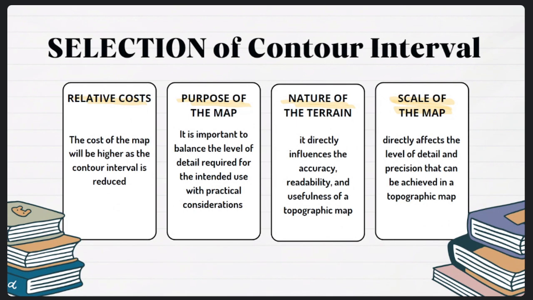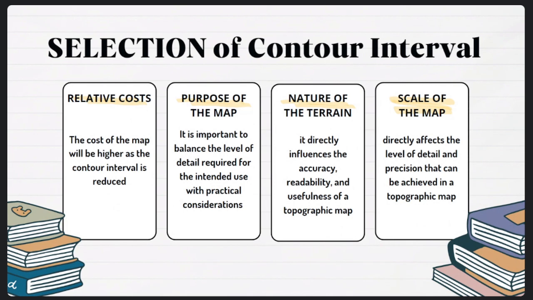Scale of the map directly affects the level of detail and precision that can be achieved in a topographic map. The purpose of the map in topographic surveying is a critical factor in selecting the contour interval. The goal is to balance the level of detail required for intended use with practical considerations such as cost, readability, and the nature of the terrain.